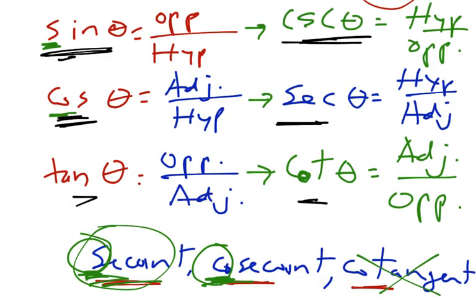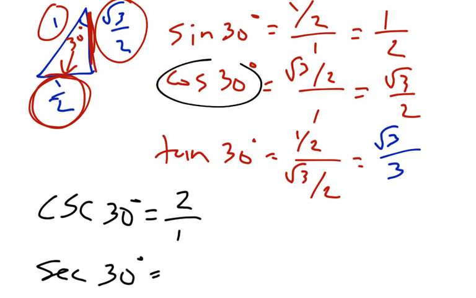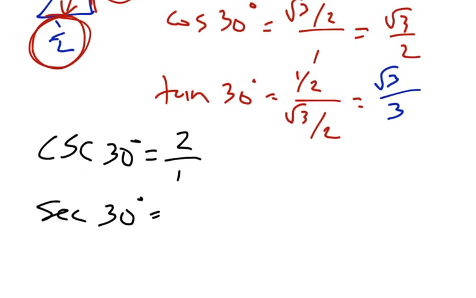Now, cosine and secant. Secant of 30, that's with the cosine. And the cosine is square root of 3 over 2. So if the cosine is square root 3 over 2, then my secant is 2 over square root 3. That would be my answer. But the question is, is this proper?